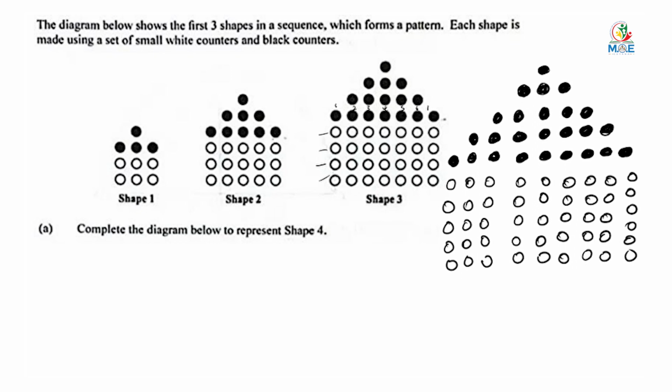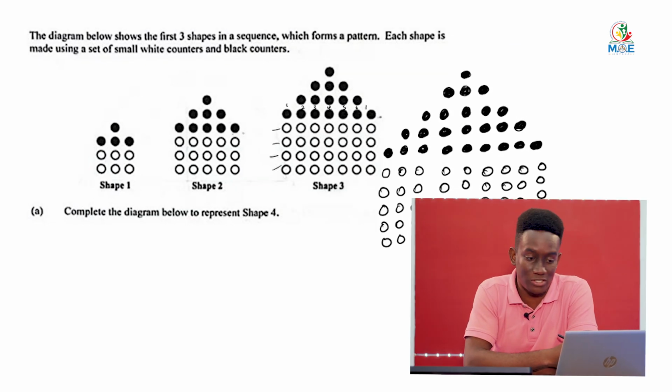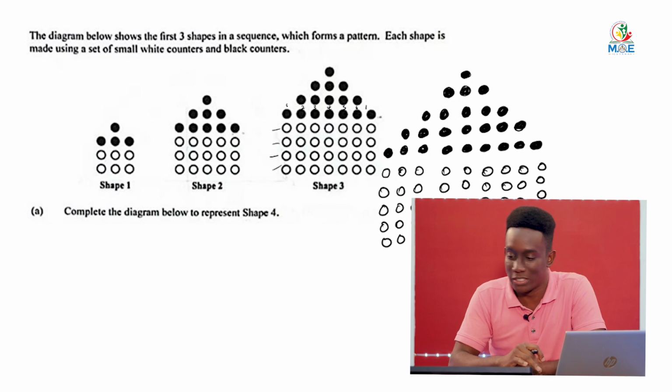So I just want to double check. I should have 1, 2, 3, 4, 5 rows of white counters for shape 4. So this will be shape 4, and this is how you get all of your marks. Just look for the pattern and you draw to suit. So let's move on to the next question.